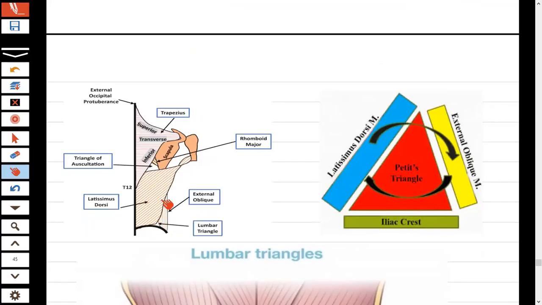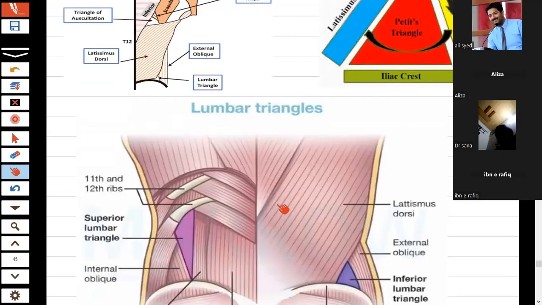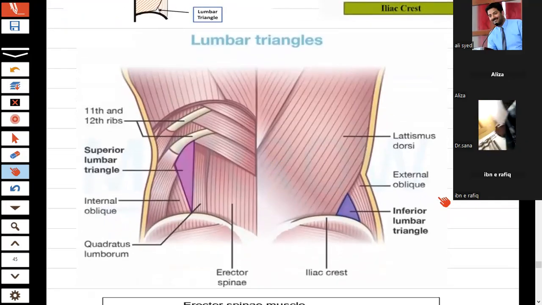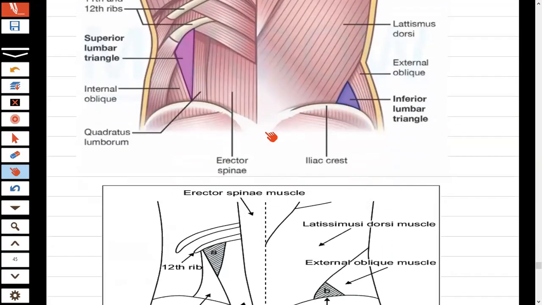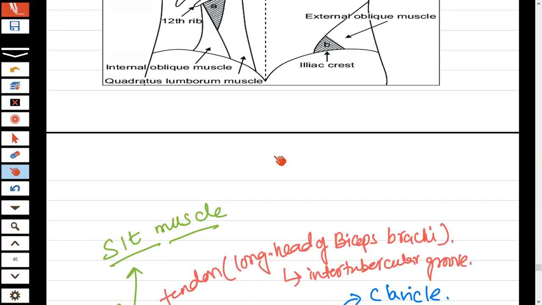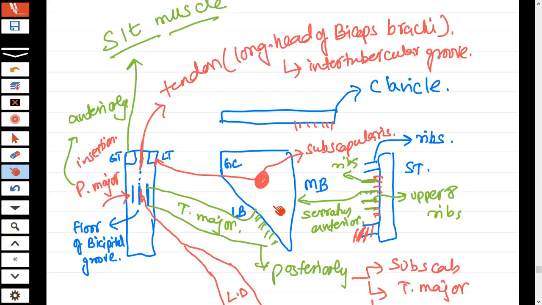oblique muscle, and the latissimus dorsi muscle. This is also known as Pettit's triangle. Okay. So a hernia can come out from here. This is known as your lumbar hernia. Okay. So these are the important clinical correlations of these triangles. So these are your important points which you must remember.